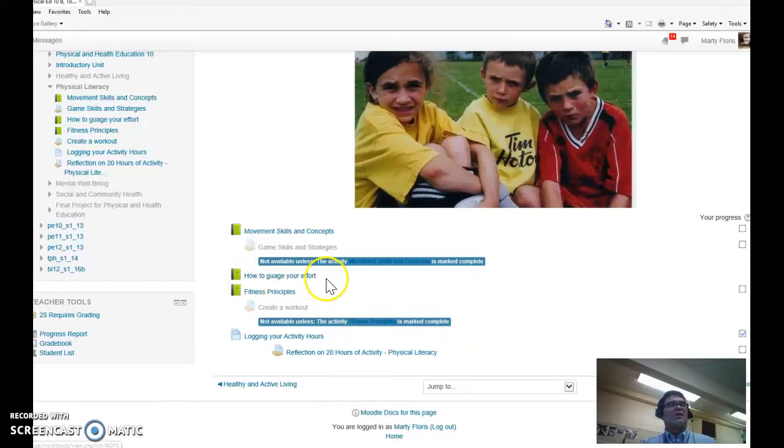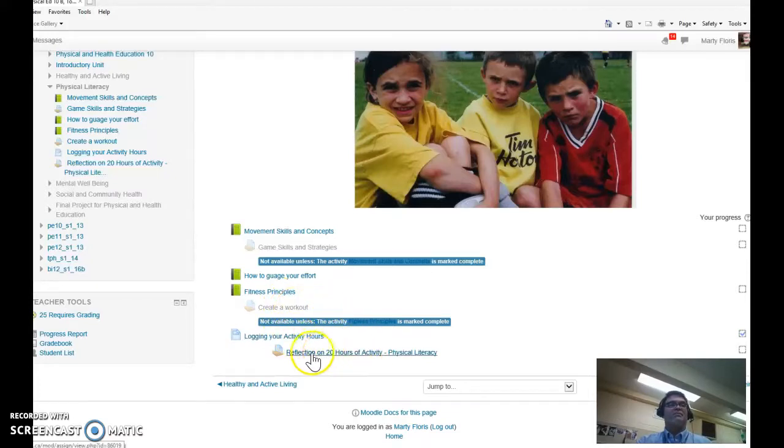Next assignment here, how do I gauge my effort? Fitness principles. You're going to look at fitness principles and create a workout for you. It could be one that you do, or it could be one that is ideal, but maybe I'm injured at the time and unable to do that. But an ideal workout for me, you may do that or you may not.